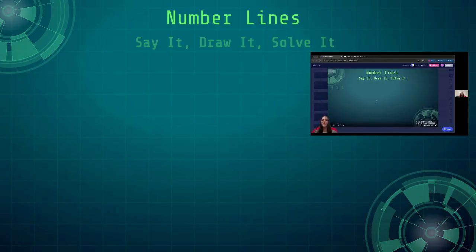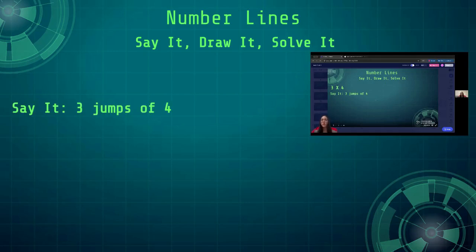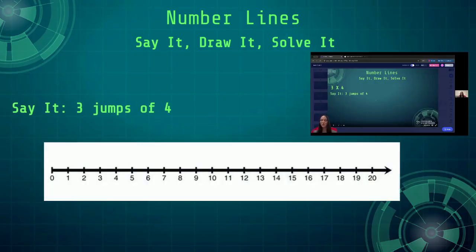Move on to number lines. We're going to solve these the same way. We're going to say it, we're going to draw it, and then we're going to solve it. So our first problem is 3 times 4. This is pronounced as 3 jumps of 4. We have transitioned to number lines, so instead of groups, we're going to be saying jumps.